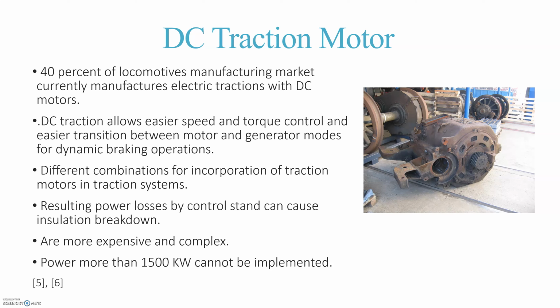DC traction motors are more expensive and complex compared to AC traction motors, and power of more than 1500 kilowatts cannot be implemented using the existing models of DC traction motors. Moreover, brush gear and commutators require dry, cool, and clean environments to maintain their condition.